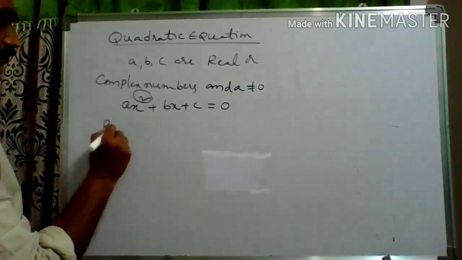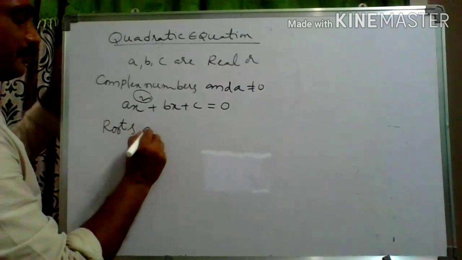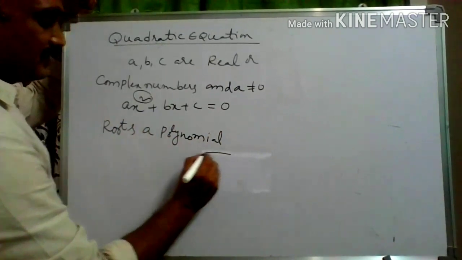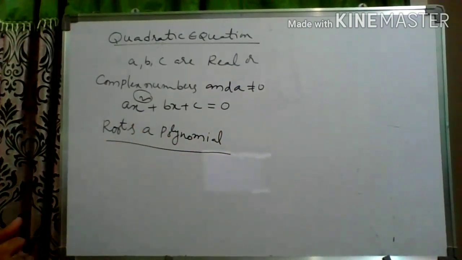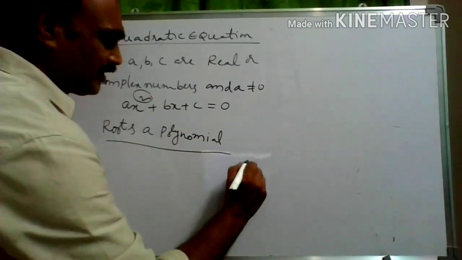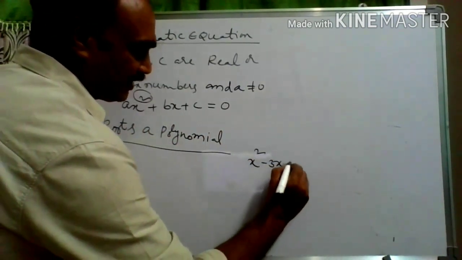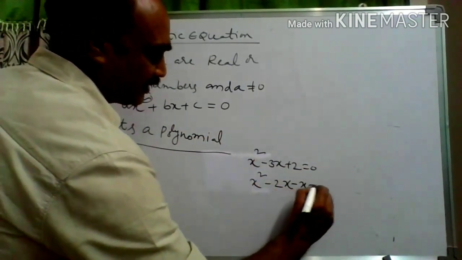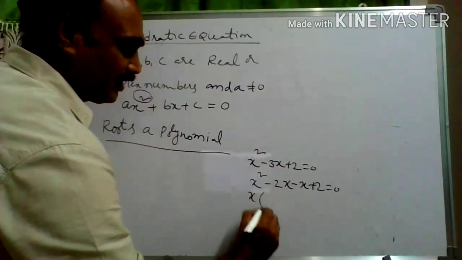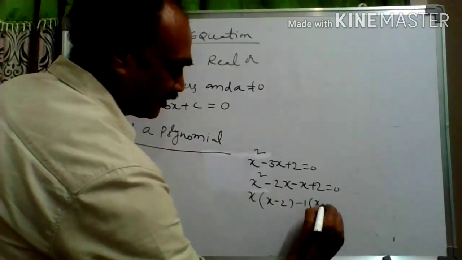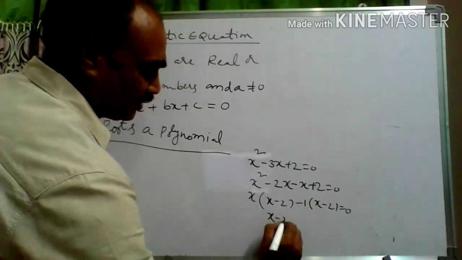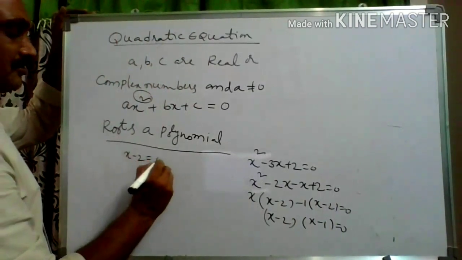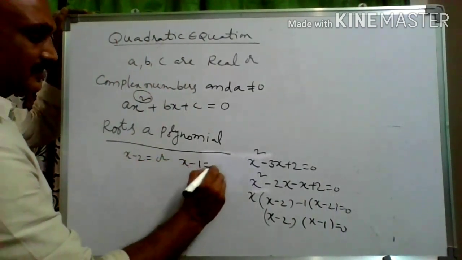Next, roots of a polynomial. Students, for example, I am taking the equation x square minus 3x plus 2 is equal to 0. Solving this equation, x square minus 2x minus x plus 2 is equal to 0. Taking x common, x minus 2, minus 1 common, x minus 2 is equal to 0. So x minus 2 into x minus 1 is equal to 0. So x minus 2 is equal to 0 or x minus 1 is equal to 0.